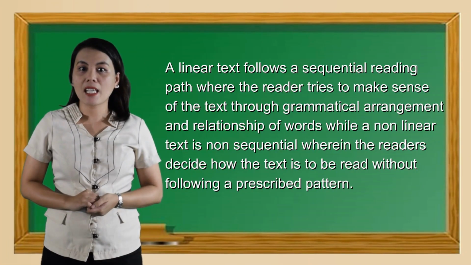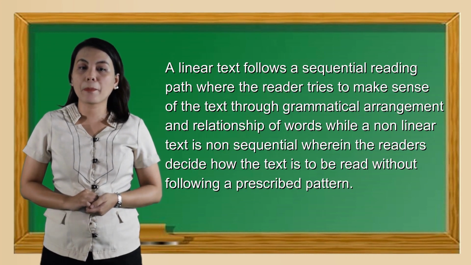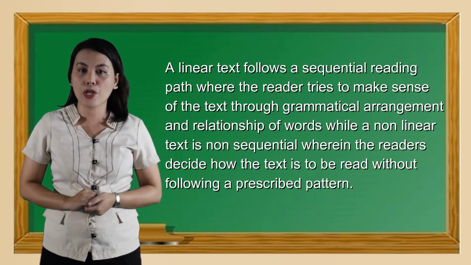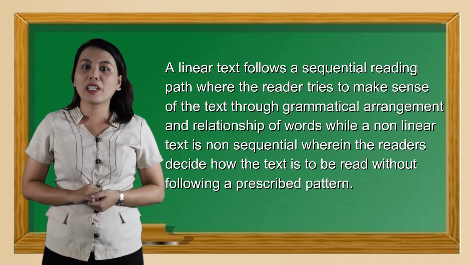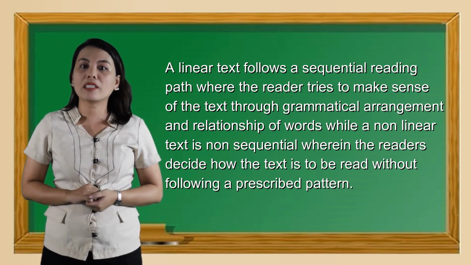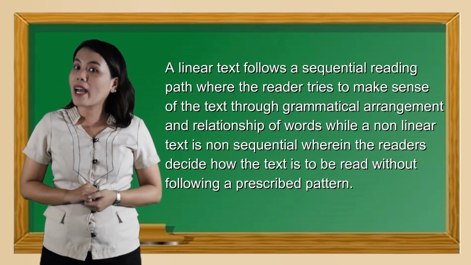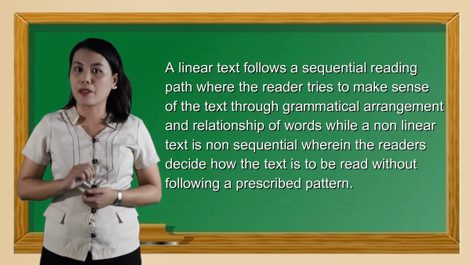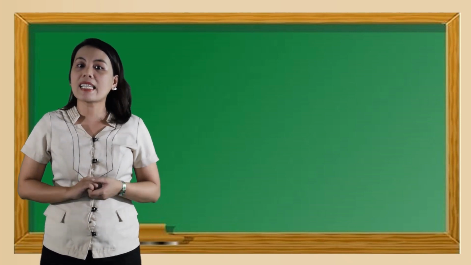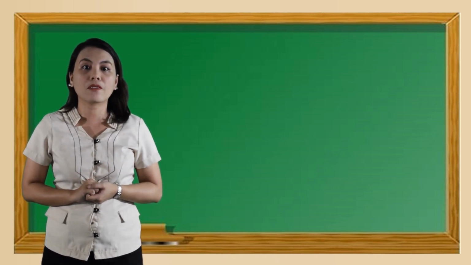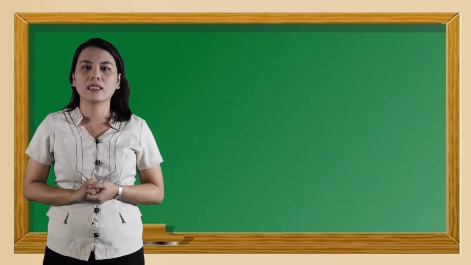A linear text follows a sequential reading path where the reader tries to make sense of the text through grammatical arrangement and relationship of words, while a nonlinear text is non-sequential, wherein the readers decide how the text is to be read without following a prescribed pattern. Understanding the differences between these two texts is an essential skill that will improve our reading capabilities.